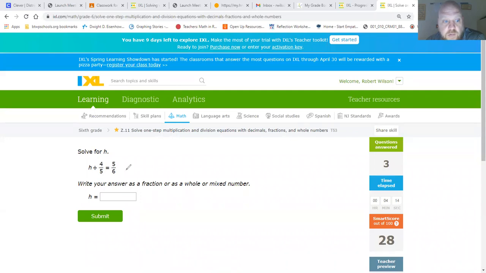For this one, again, first thing I'm going to do, copy down my equation. But when it comes to fractions, the work is easier to do side to side. So after I write down the 4/5 here, I'm going to leave a little space between the 4/5 and the equal sign because I want room to do some work in there. And I'm going to put 5/6 right here.